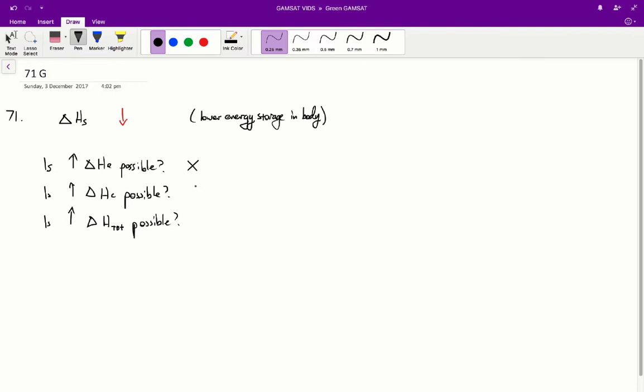B, increasing HC, so conductive and convective heat exchange. Is that possible? Well, again, unfortunately, the ambient temperature of the room is 40 degrees Celsius. So what this means is that the person will not be able to lose any heat via conductive and convective heat exchange, as the surrounding environment is already hotter than the normal body temperature of a person. So therefore, increasing conductive and convective heat loss is not possible.